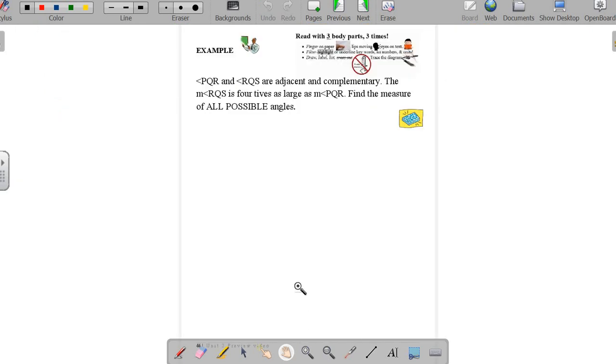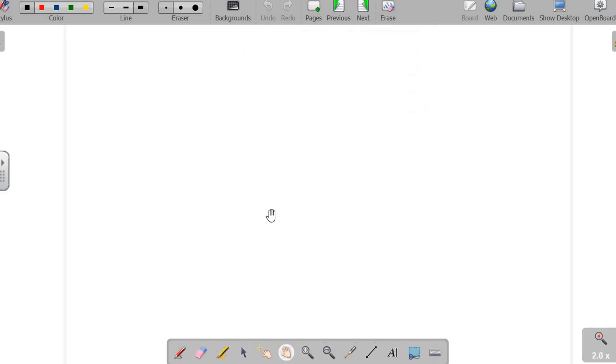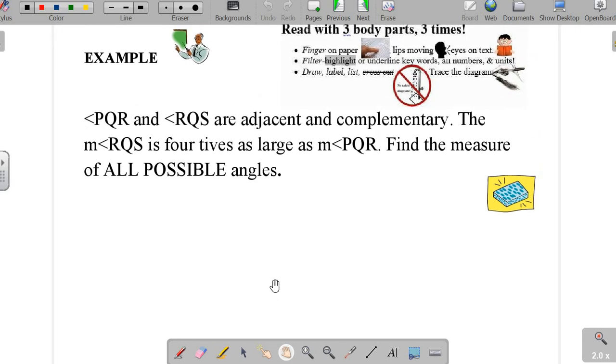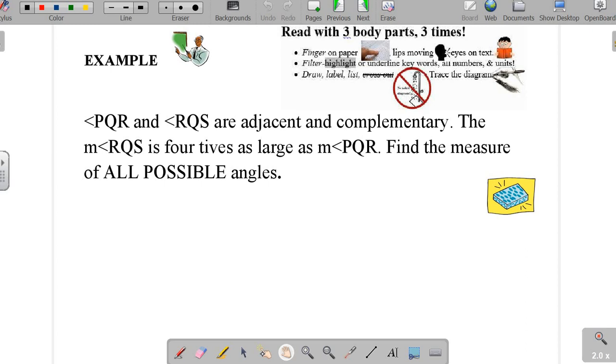Remember, we're going to read with 3 body parts 3 times. It says right here, angle PQR and RQS are adjacent and complementary. Measure of RQS is 4 times as large as PQR. Find the measure of all possible angles.